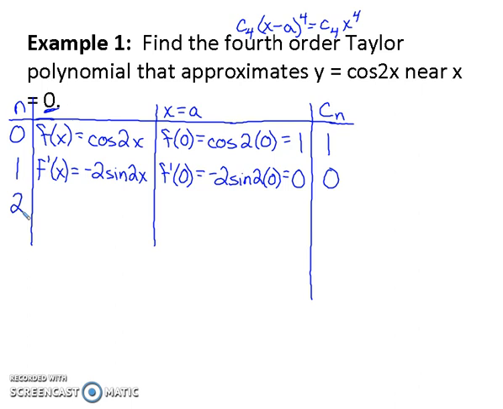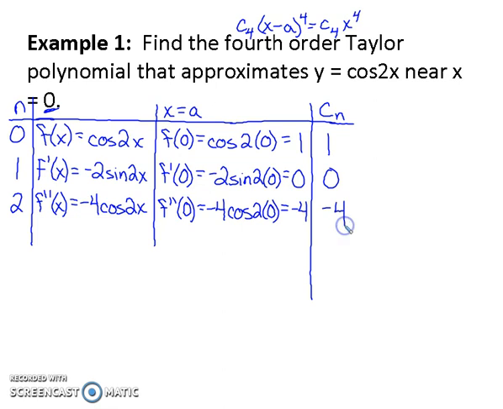Then we're going to do it for n equals 2. So we need to find the second derivative of this function. Now we do the derivative of negative 2 sine 2x. Doing chain rule with that, we end up with negative 4 cosine 2x, which we then evaluate at 0. So we end up with cosine of 0 again, which is 1, times negative 4. So c sub 2 is negative 4.